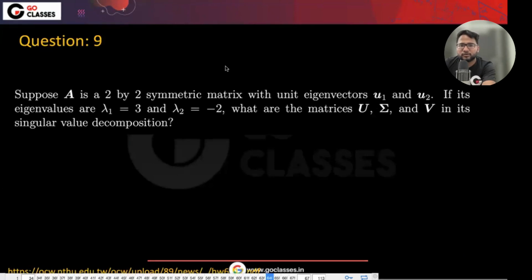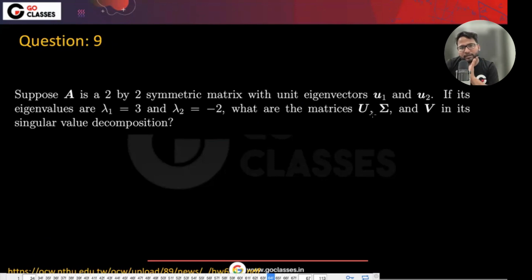Let's see the next question. This question I've taken from some university. Let's see what they're saying. Let A be a 2 by 2 symmetric matrix with unit eigenvectors. If its eigenvalues are 3 and -2, what are the matrices U, sigma, and V in its singular value decomposition? Okay, this is a good question, I think, right?